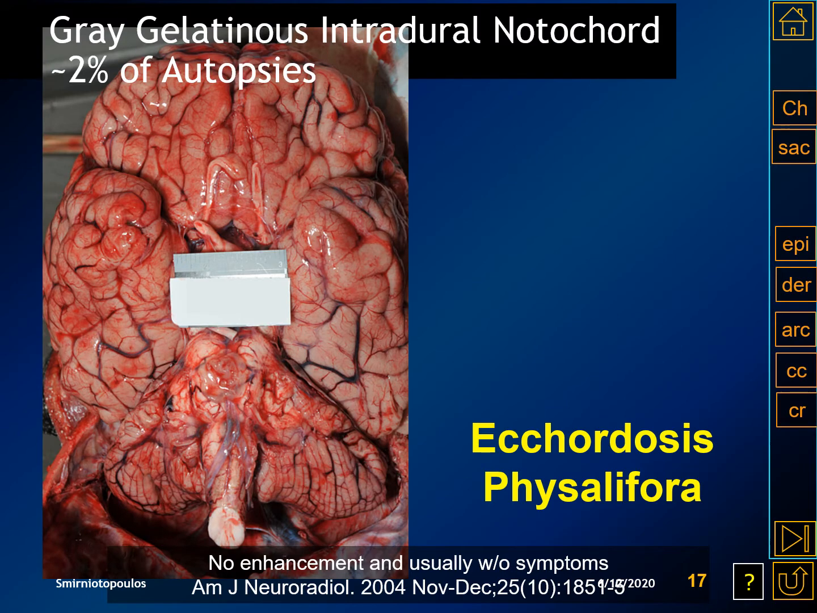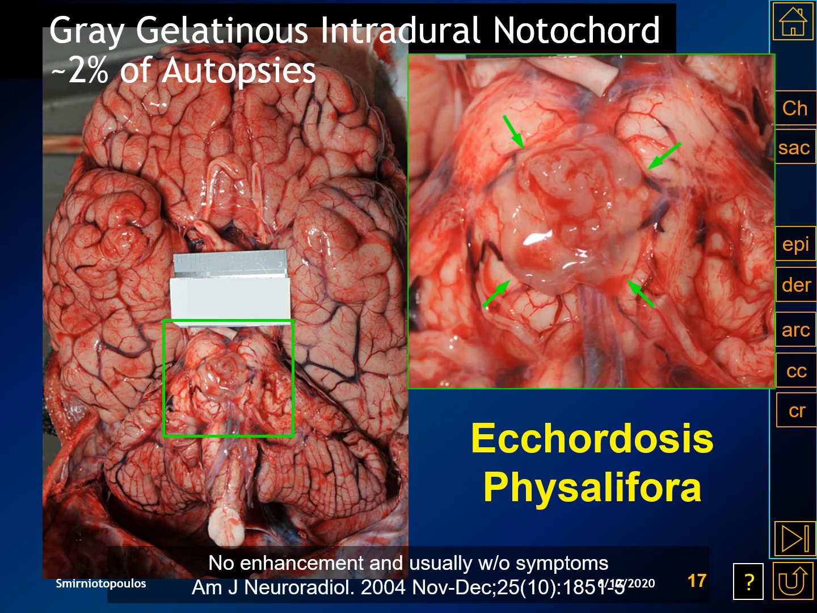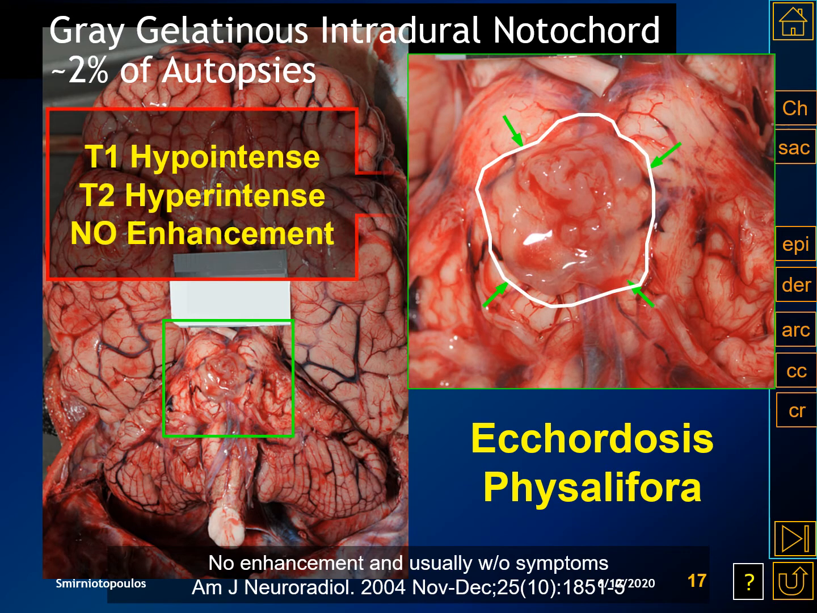Usually the ecchordosis physaliphora is relatively small, but in this rare example, we can see a very, very large gelatinous mass that was intradural and retroclival. The differentiation between the ecchordosis physaliphora and a neoplasm is relatively simple because the ecchordosis is usually asymptomatic and does not show contrast enhancement. They're going to be hypointense on T1, hyperintense on T2, and again, no contrast enhancement.